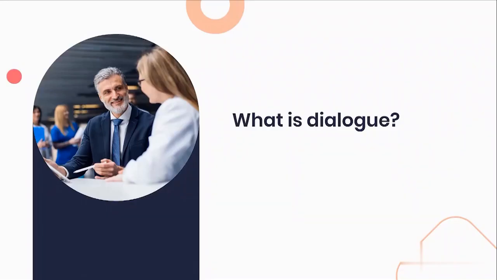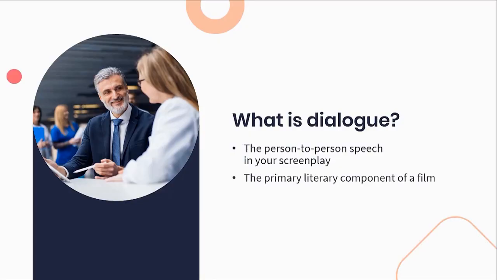But now we come to our fourth building block, dialogue. And let's have a quick look at what dialogue is. Well, simply, dialogue is the person-to-person speech in your screenplay. We get that from the Latin prefix dia, meaning between. And this is the primary literary component of a film. Those are the words you want to appear most on the page, and they are also the only words that your audience is going to hear.